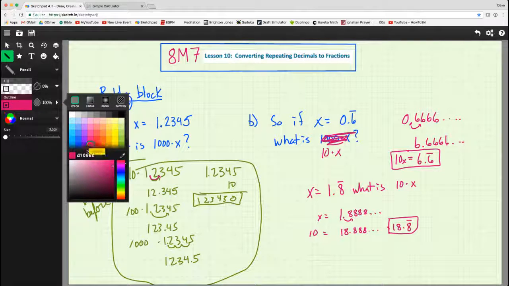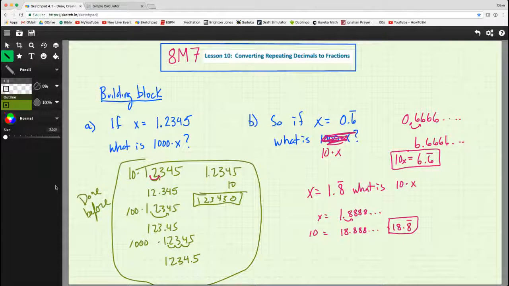Let's do one more, and we're going to do this one times 100, just to make sure we really get it. So if x is equal to 0.12 bar, what is 100x? What's 100 times 0.12 repeating? Let's say x is 0.1212. So 100x, let's move that decimal 2 to the right. And 100x is 12.1212... or 12.12 bar.